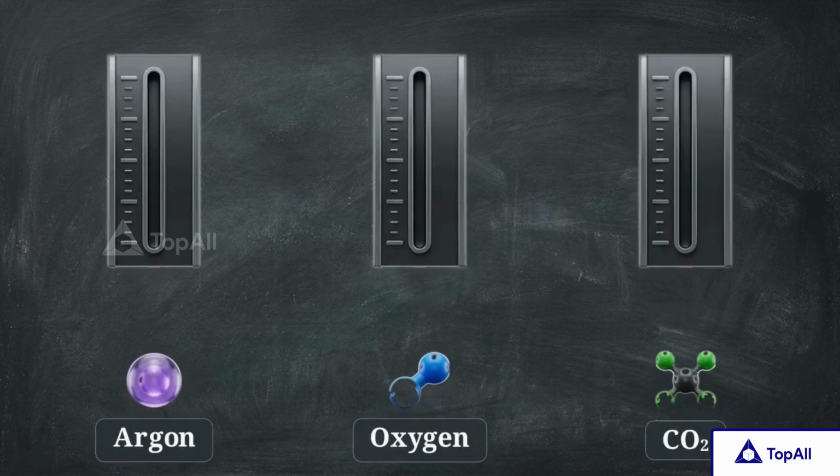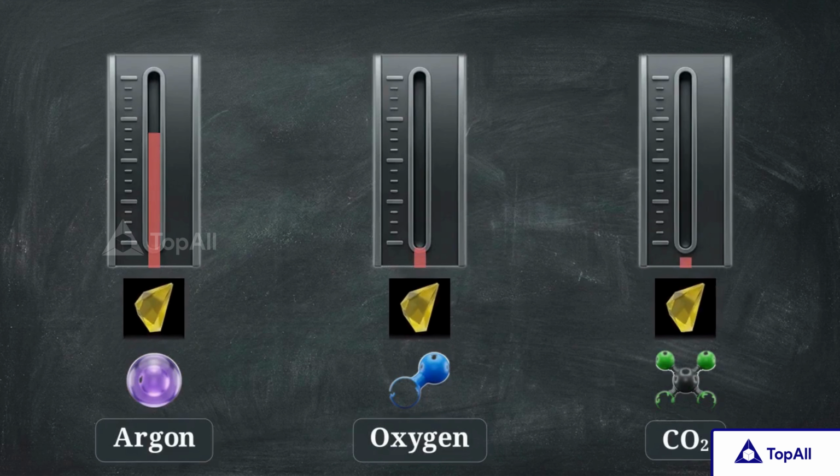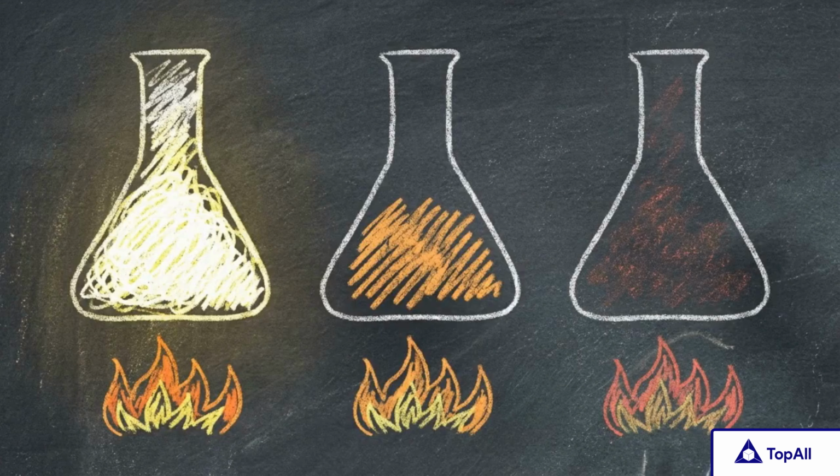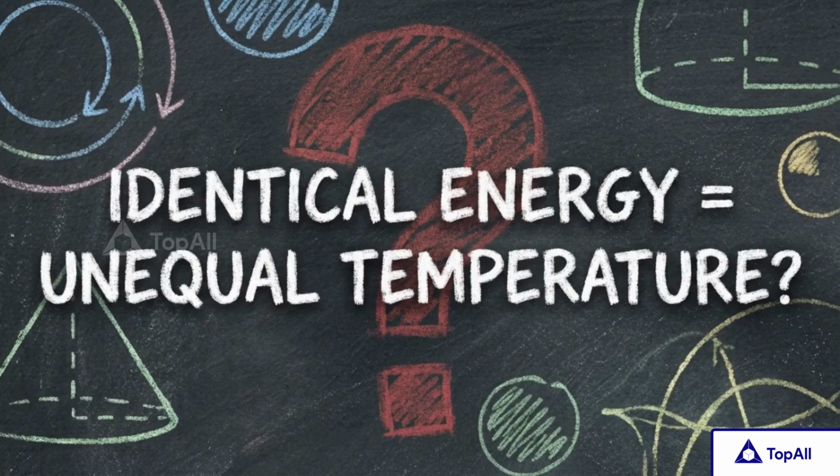Within seconds, we see a massive anomaly. Despite receiving the exact same amount of energy, the temperature gauges are rising at 3 completely different speeds. The argon is already scorching hot. The oxygen is warming steadily, but the carbon dioxide gauge is barely moving. If heat is simply energy, why does an identical application of that energy fail to produce an equal rise in temperature across all 3 gases?